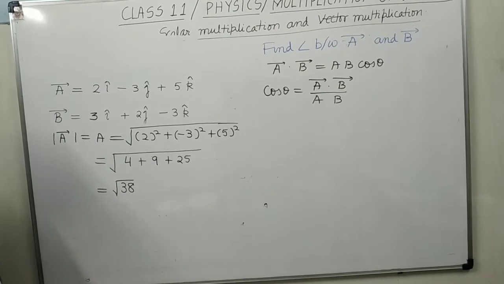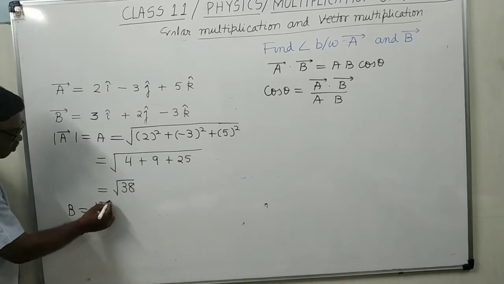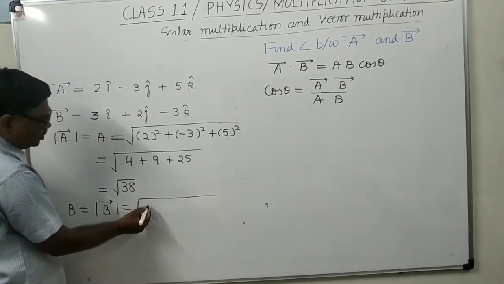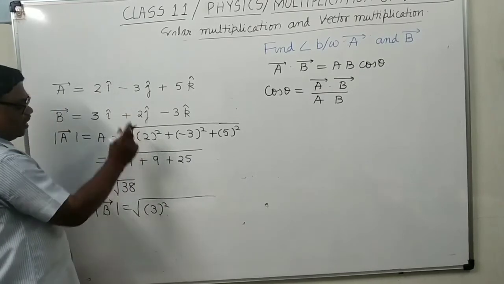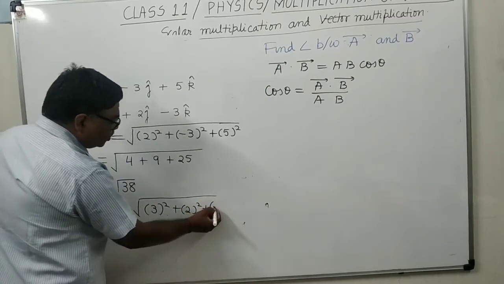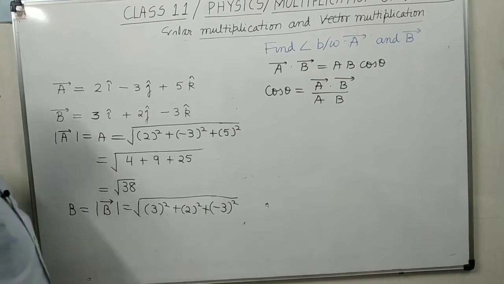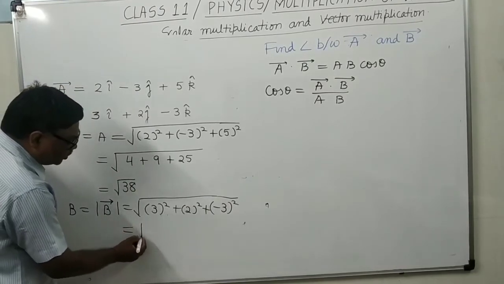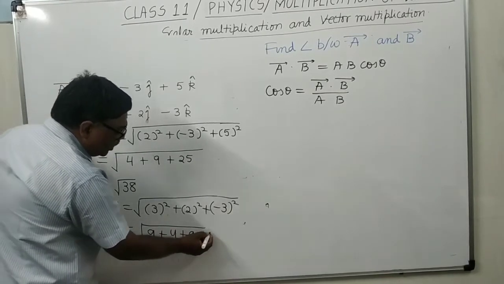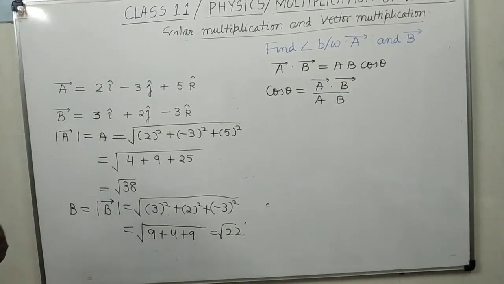Root 38. Then what will be B? B will be equal to the modulus of vector B, and the modulus of vector B you can find here. It is 3 square, then plus 2 square, then plus minus 3 square. As you know, the square of a negative number is always positive. So what will this be? It will be 9 plus 4 plus 9, that is square root 22. It's clear. Square root 22.